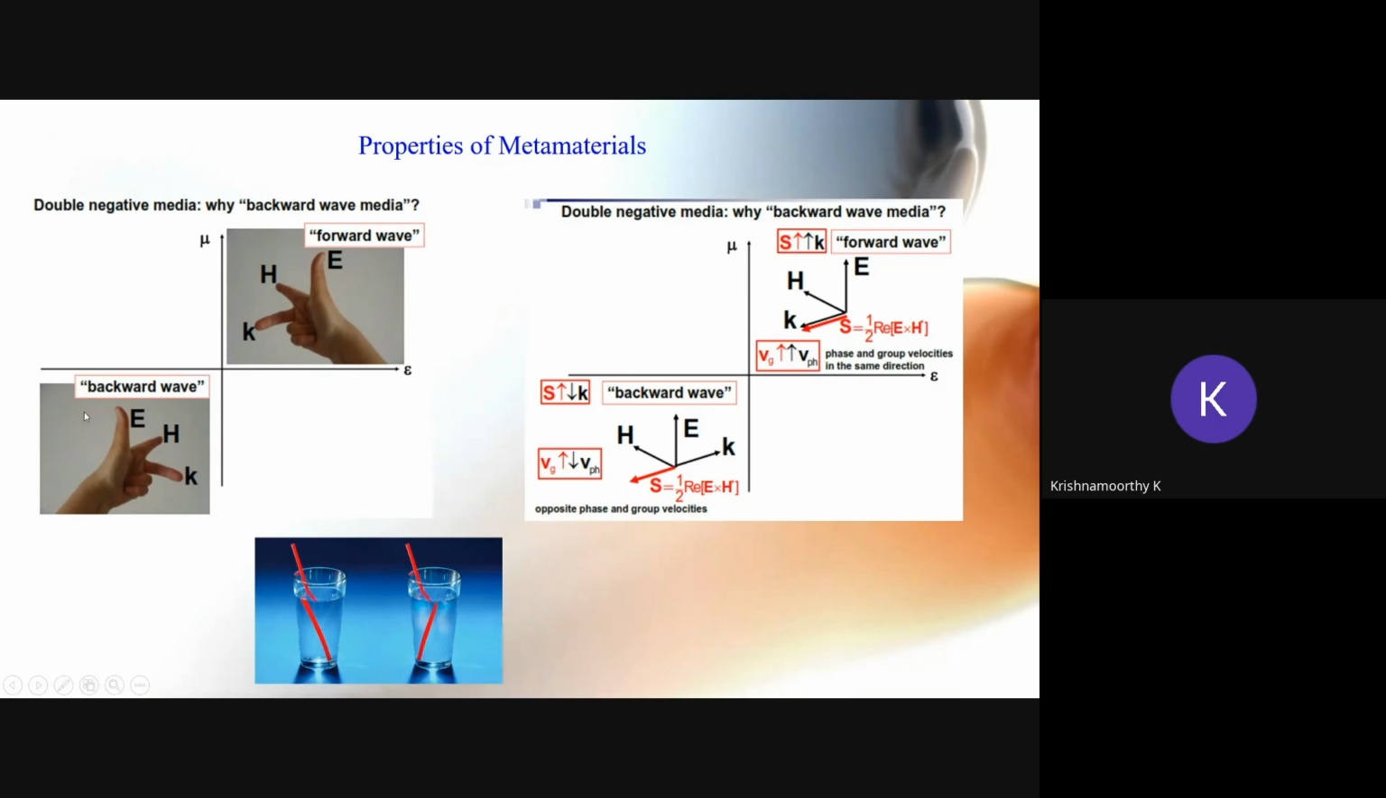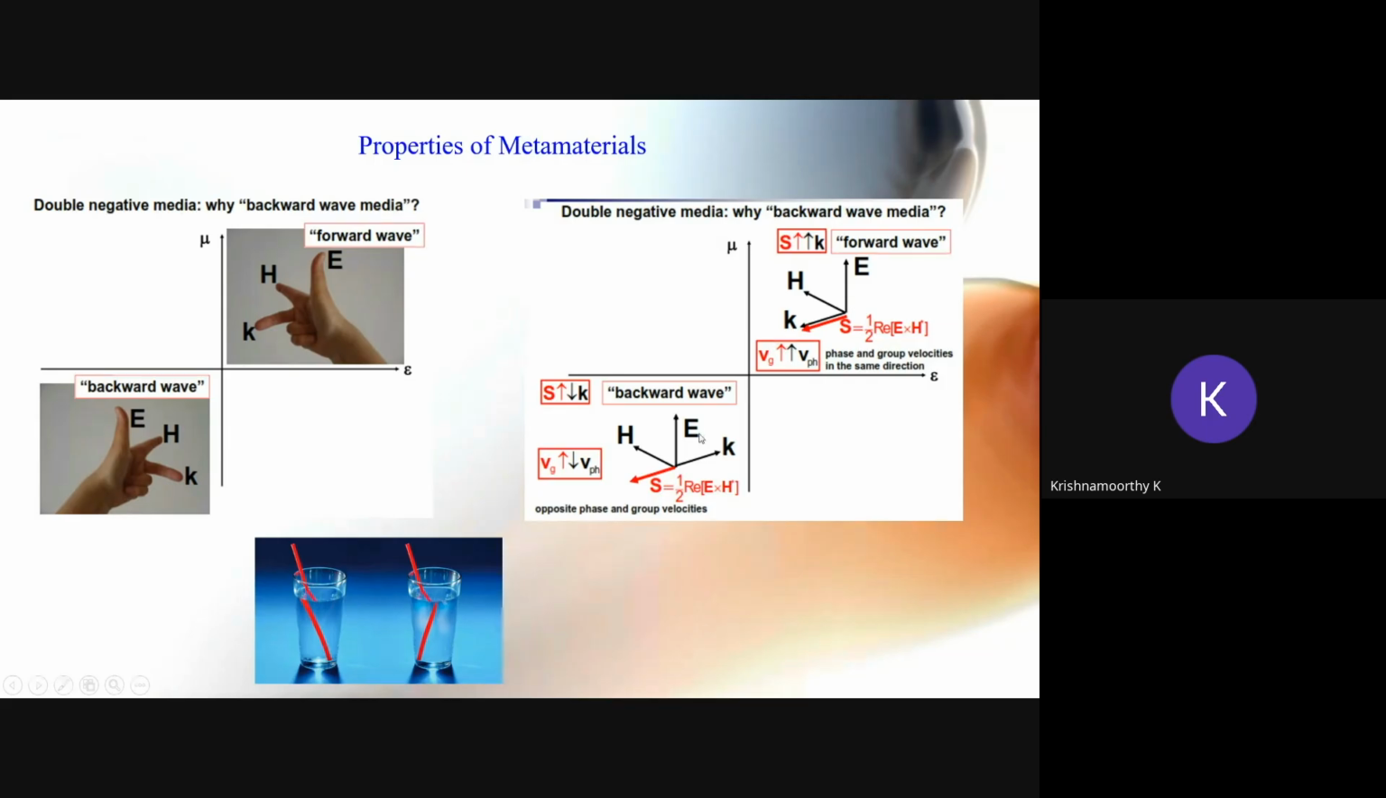In case of the double negative medium, it is going to obey the left hand rule. This kind of wave propagation we call backward wave propagation. Compared to the positive medium, the wave propagation direction is changed. That's what we call backward wave propagation. This figure shows clearly the direction of wave propagation and energy propagation. In the double positive medium, the k vector and the pointing vector S are in the same direction. That means phase velocity and group velocity are in the same direction. So we call that forward wave propagation.